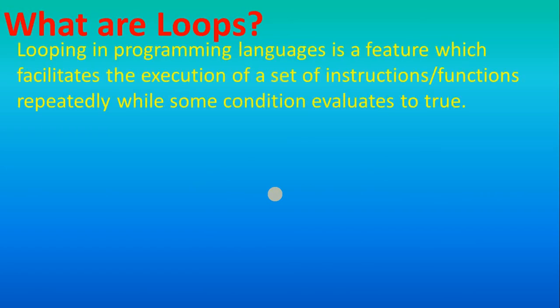You can observe here that looping is a feature that facilitates the execution of a set of instructions while some condition evaluates true. So in programming, sometimes you want to run some statements repeatedly. Suppose a particular 3 lines of code is there that you want to run again and again. In that case we use loops.